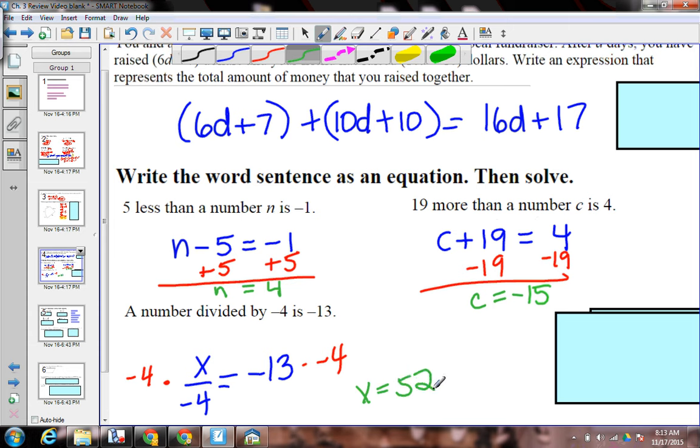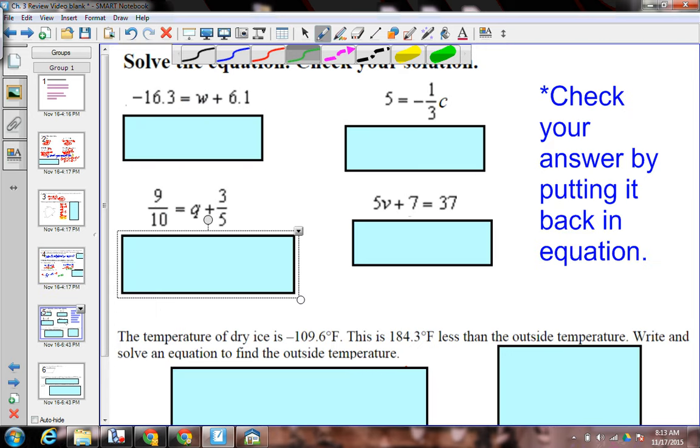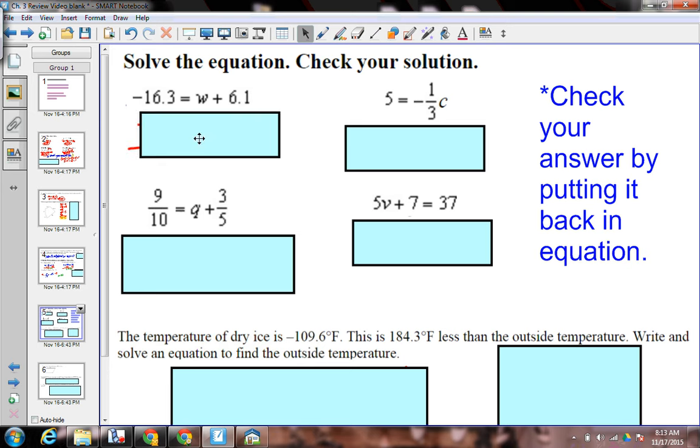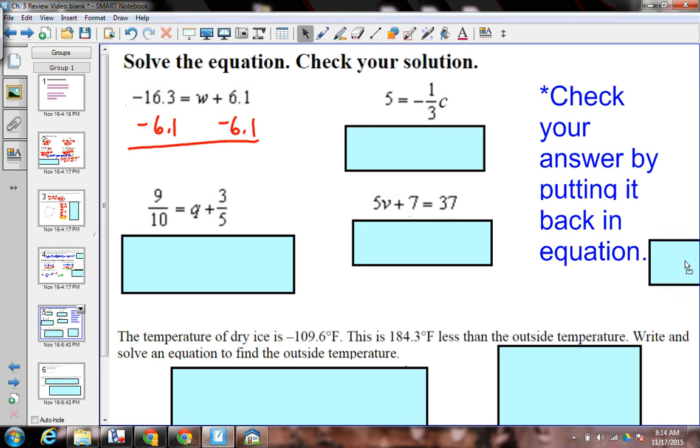How are we doing so far? Okay, let's do some straight out solving equations. Remember, you can always check your answer by putting it back into the equation so you know if you're right or wrong. So the first one, the inverse would be to subtract 6.1 from both sides.